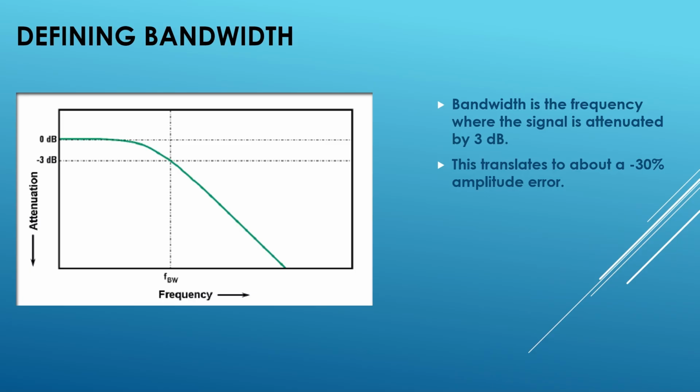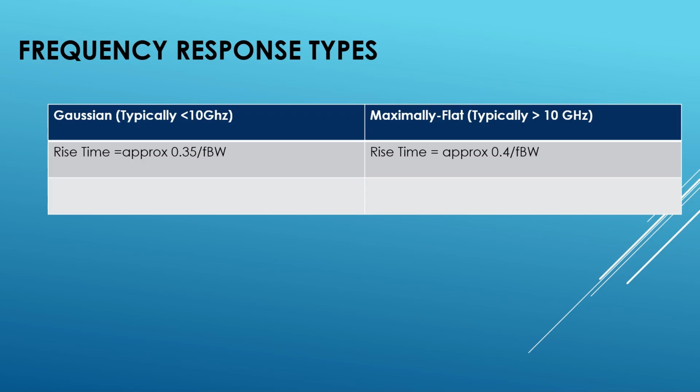Oscilloscope bandwidth is defined as the lowest frequency at which an input sine wave signal is attenuated by 3 decibels, dB. This might sound technical, but practically, minus 3 dB of attenuation translates into approximately a 30% error in the measured signal amplitude. This is why you can't make accurate measurements on signals that have significant frequency components near the scope's bandwidth. Oscilloscopes generally have one of two frequency responses.